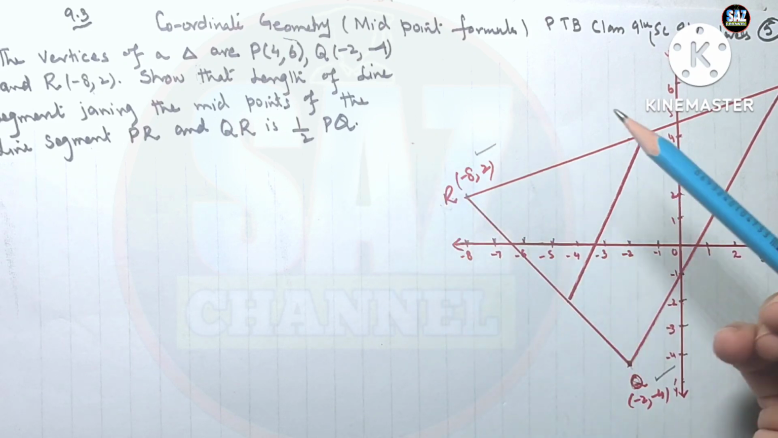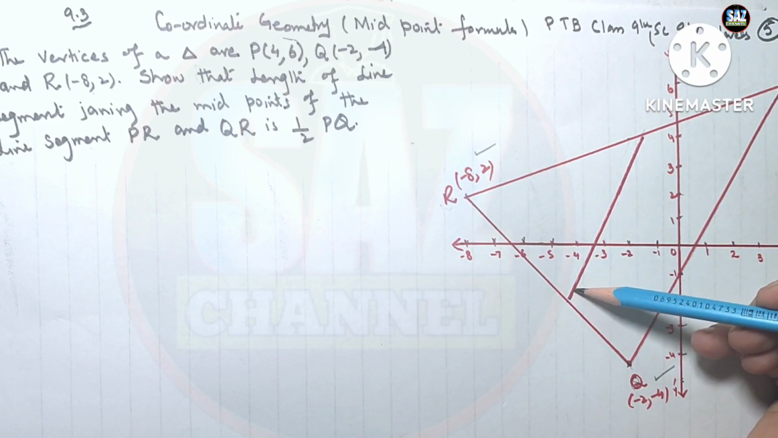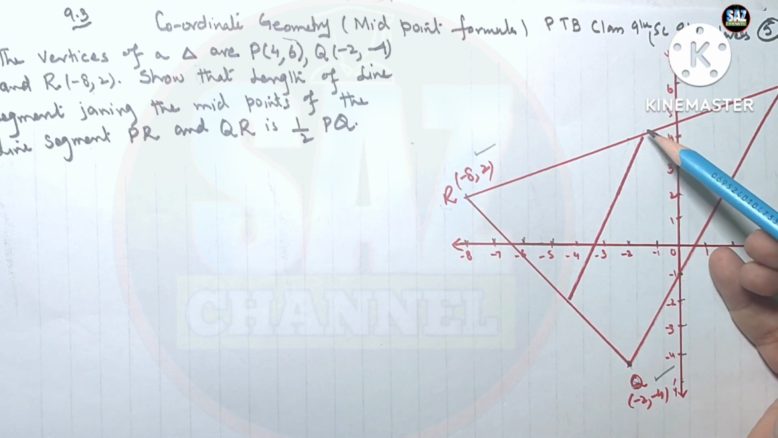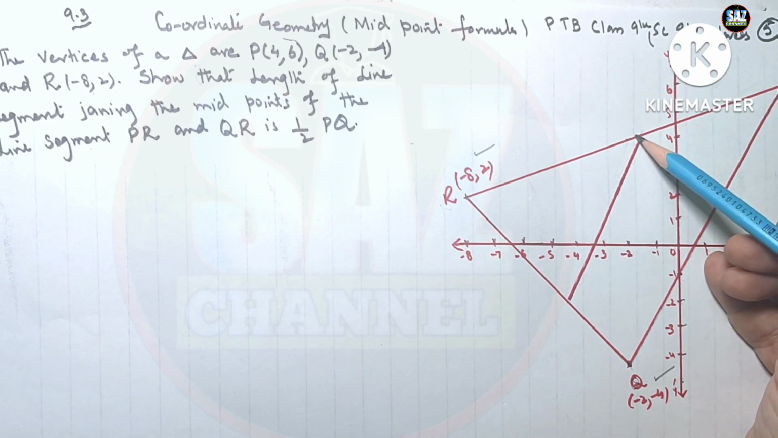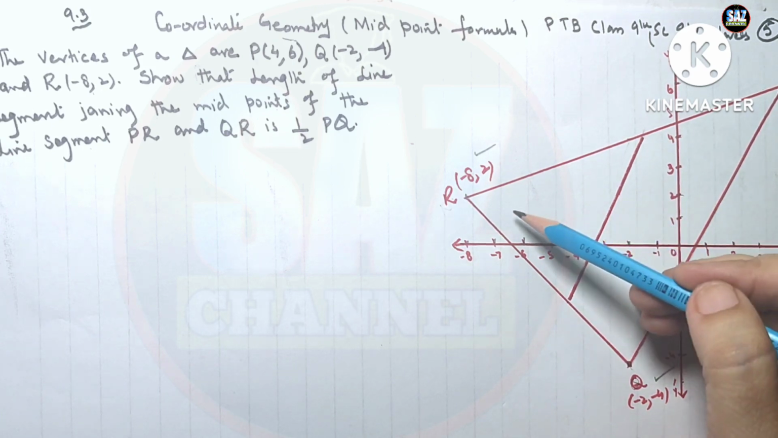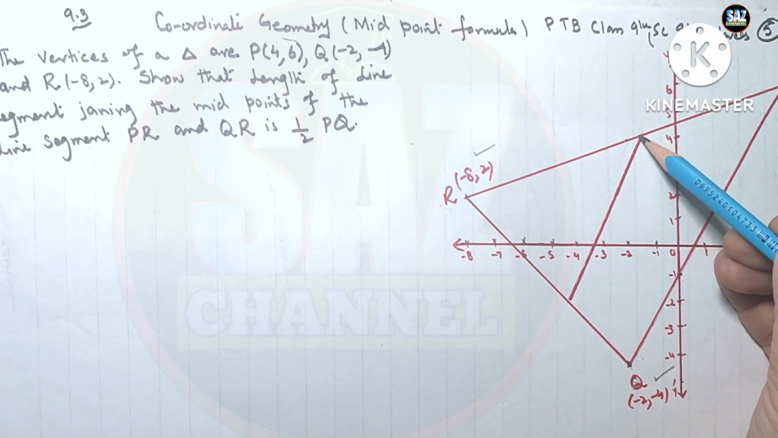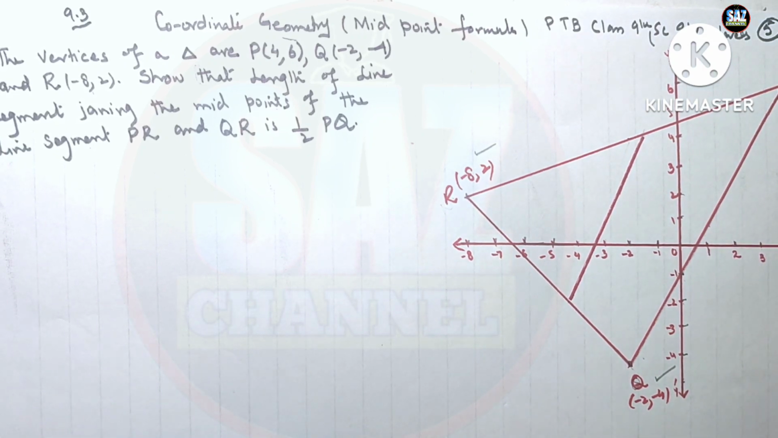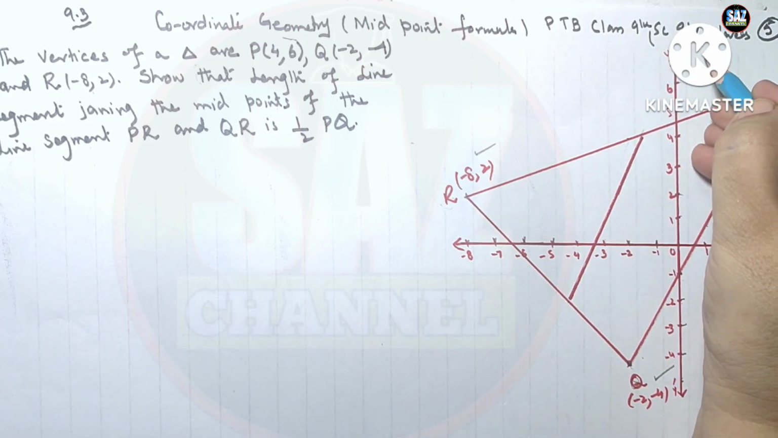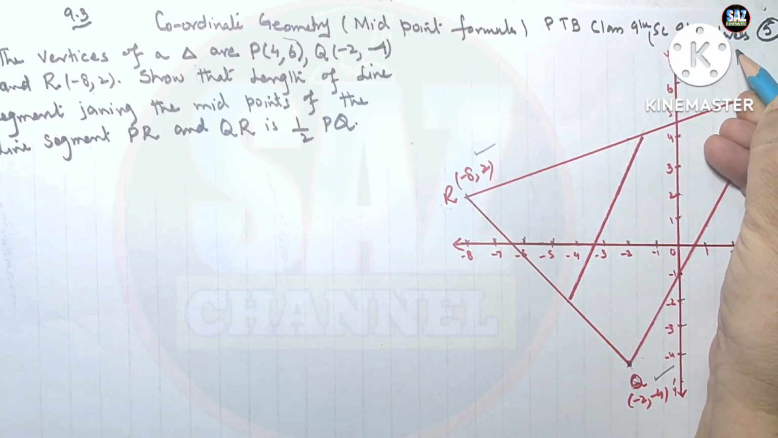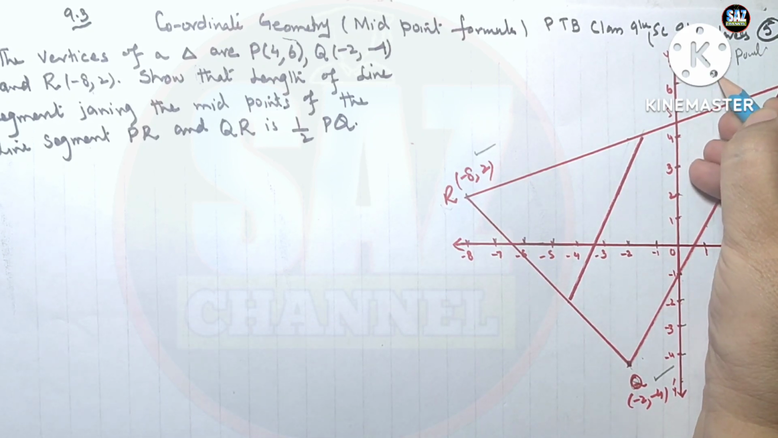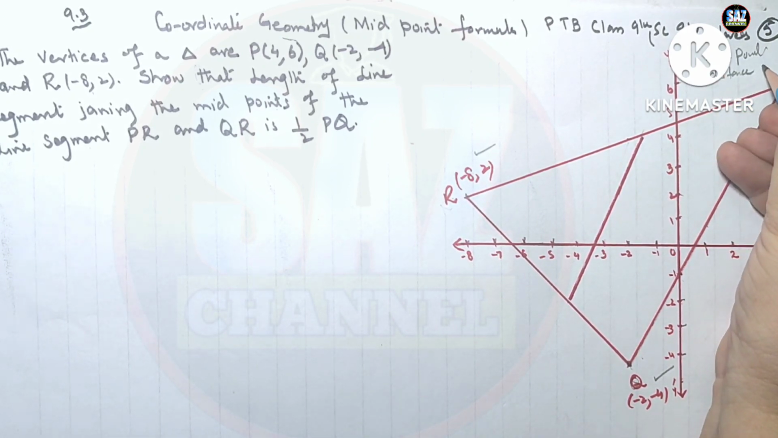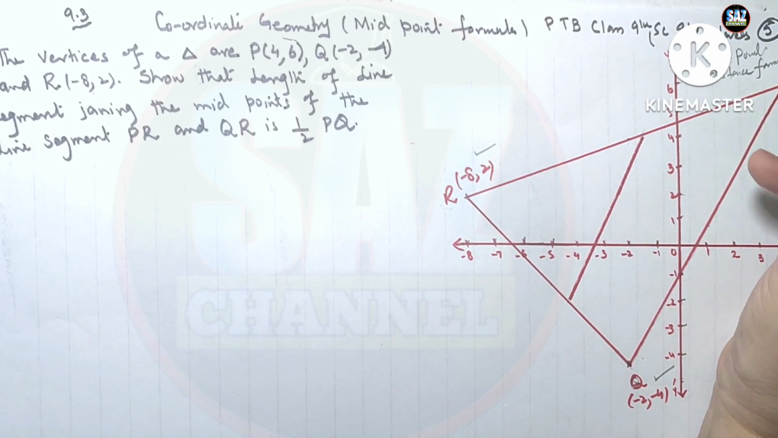So what we have to prove is that there is a line segment whose endpoints are the midpoints of the line segments PR and QR. The length of that line segment is half the length of the line PQ. Is that okay or not? Now there are two important concepts that you should understand. First, we should know the midpoint formula, and then the distance formula, for understanding this lesson.